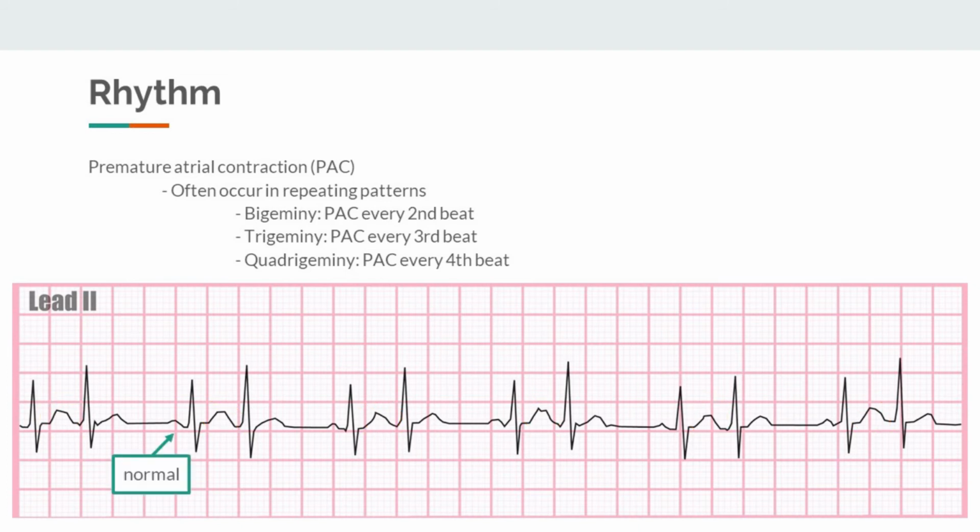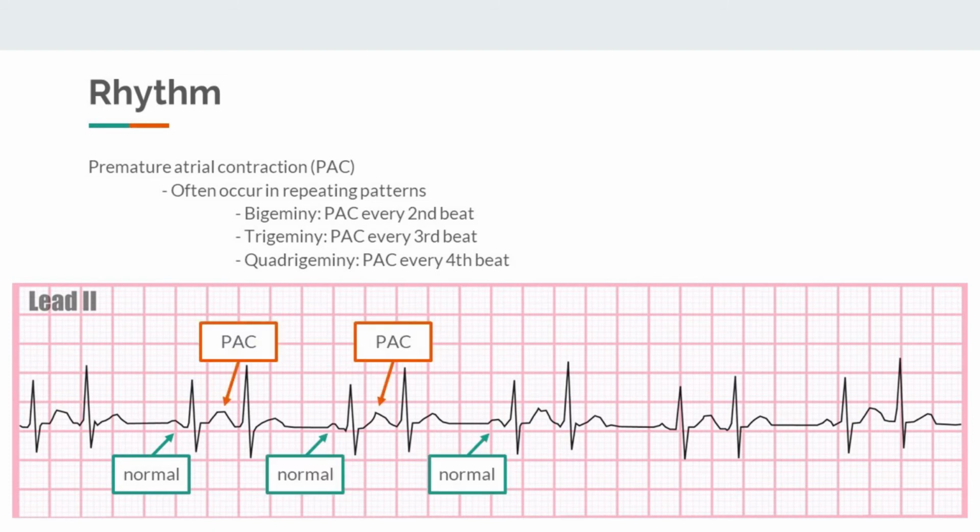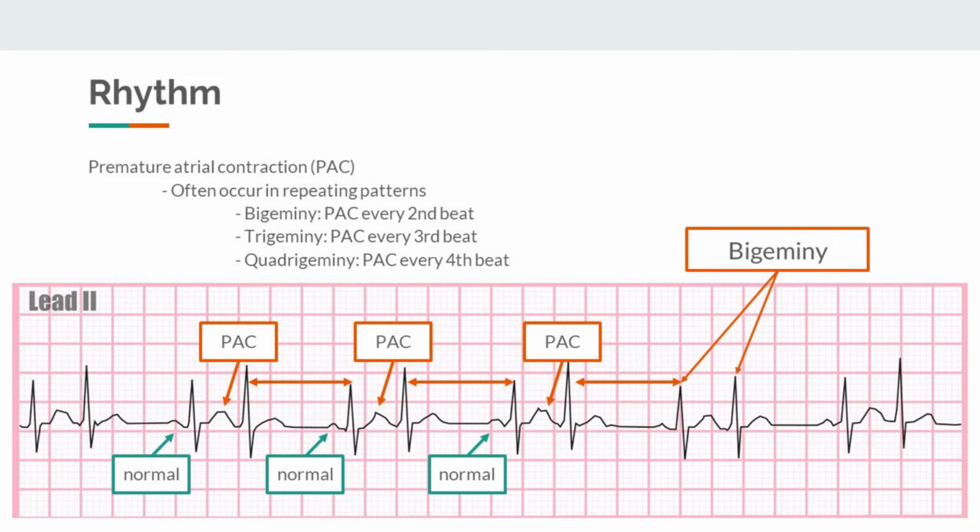This EKG is showing a normal heartbeat, a PAC, a normal heartbeat, a PAC, and so on. You can also see that after each PAC, there is a prolonged RR interval as the SA node resets. As the PACs are occurring on every second beat, this pattern is called bigeminy. If they occur on every third beat, it's called trigeminy, and every fourth beat, quadrigeminy.